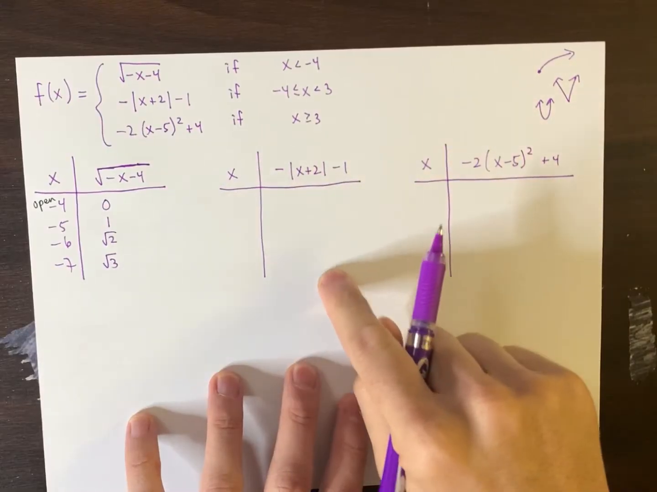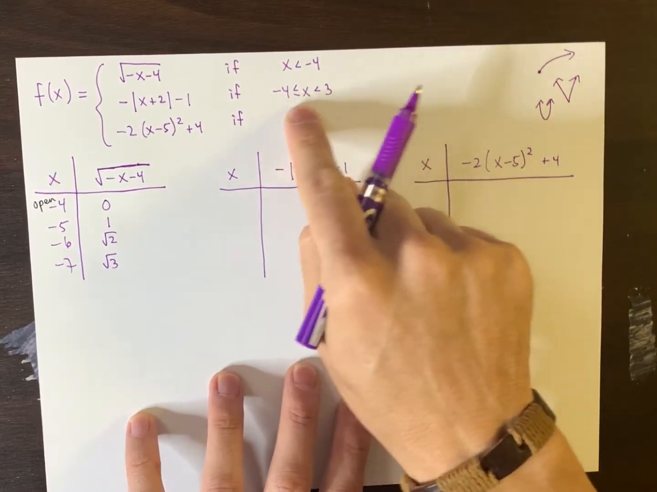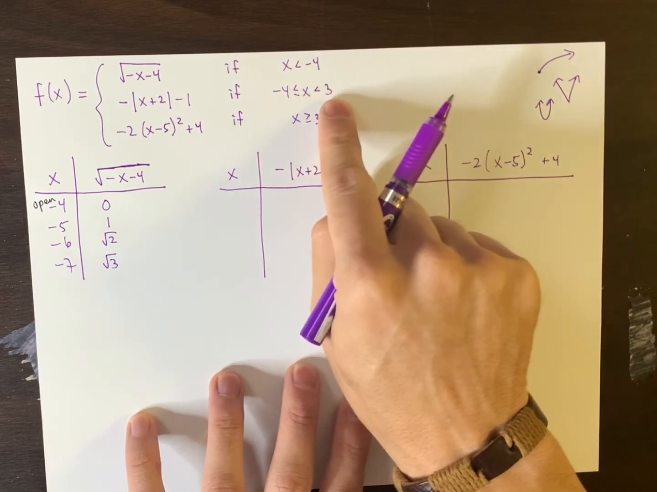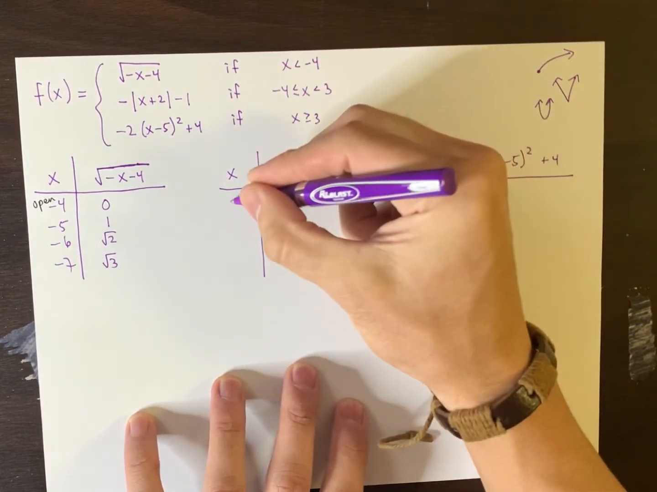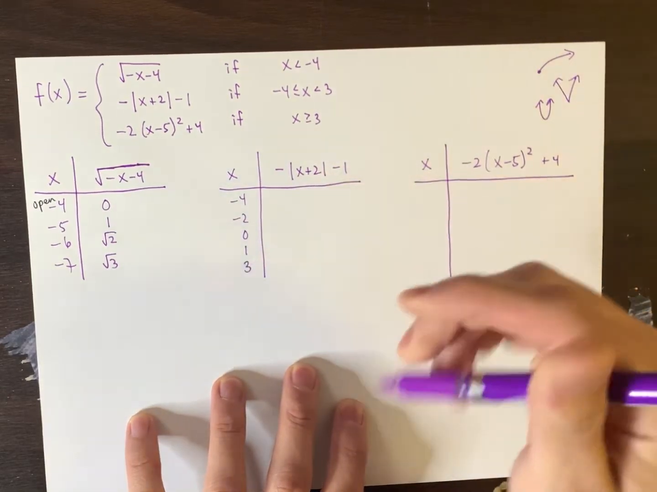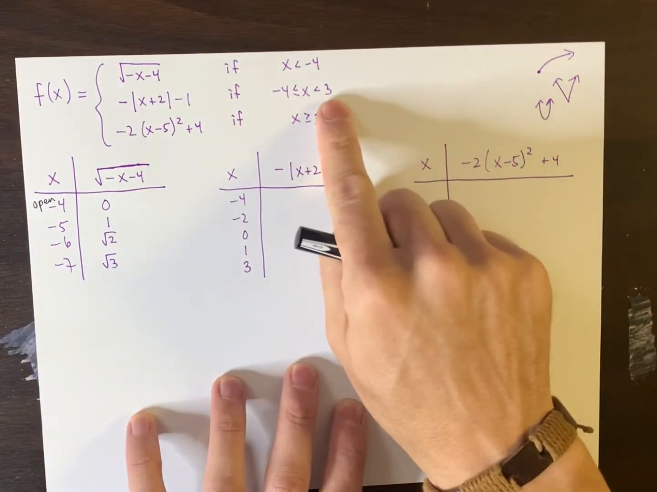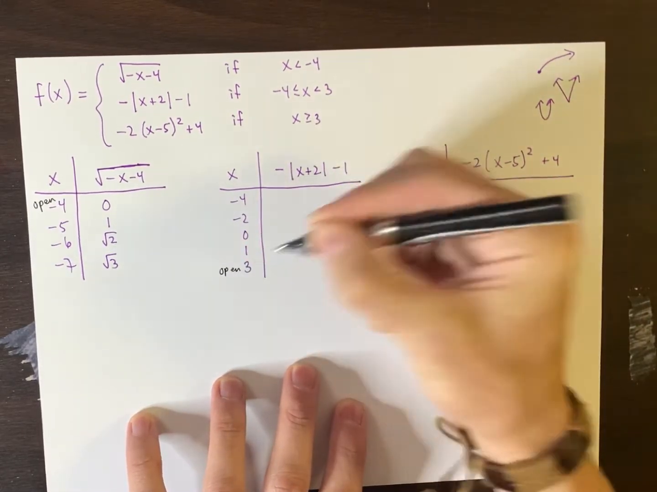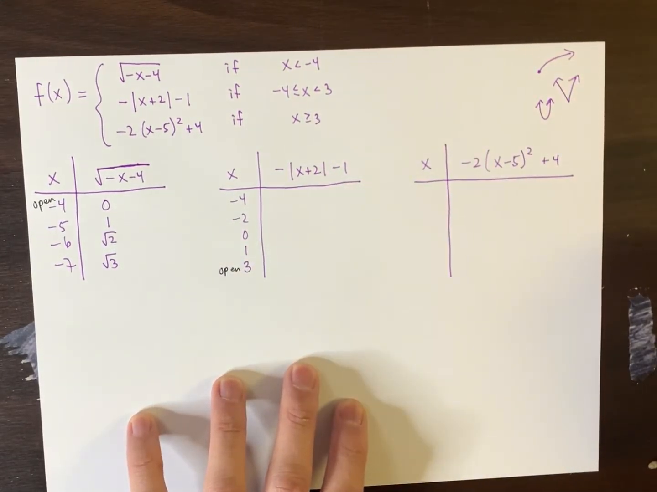Now for this piece here, I need X's that are between there and there. Do I have to use all the numbers that are in between? No, but I do want to use the beginning and end. So let's go like -4, maybe -2, 0, 1. Now again, because I did not have permission to use 3, because X had to be less than 3, I'll remind myself that this is actually an open circle. And let's fill out this Y column.